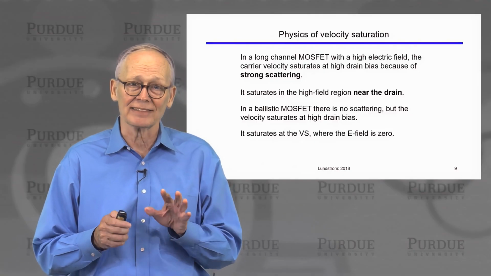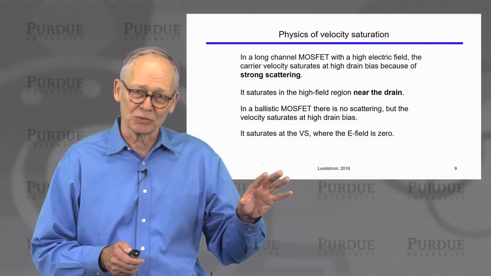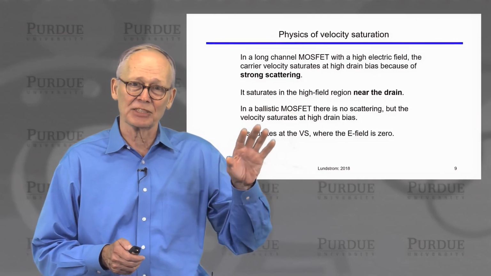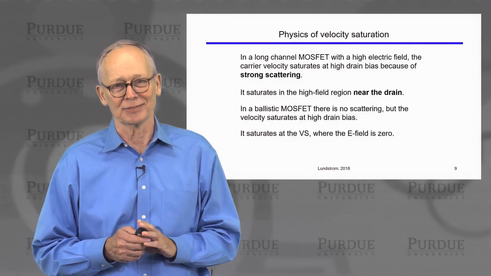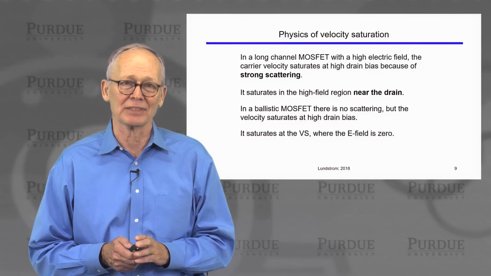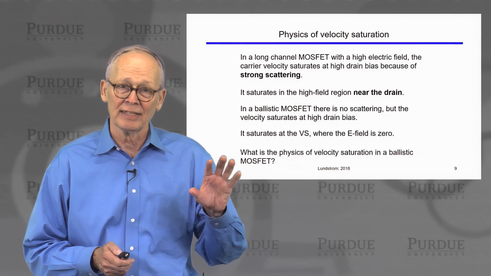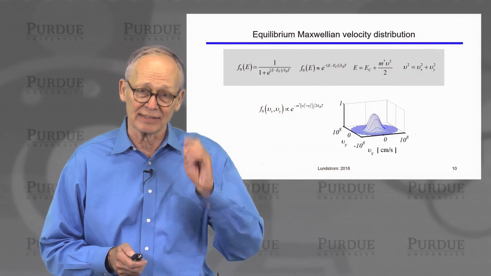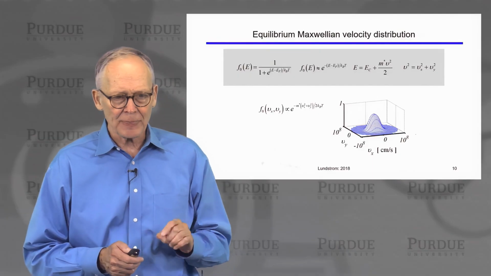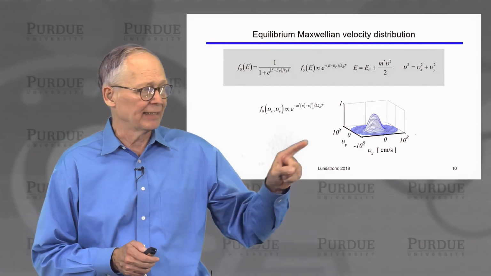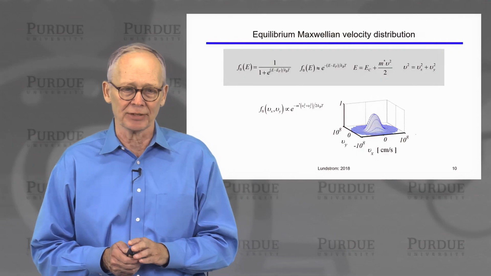The electric field is zero at the top of that barrier. So it saturates at the source, not the drain. It saturates where the electric field is zero, not high. That's really interesting to understand how that happens. And we will look a little more closely and get a little deeper understanding of the physics of that velocity saturation process. So the way I'd like to do that is to look at the carrier distributions in velocity space at the top of the barrier.